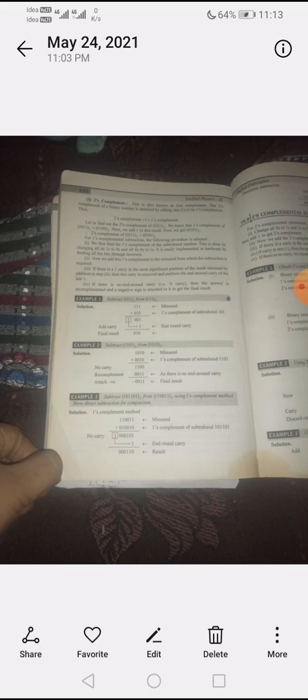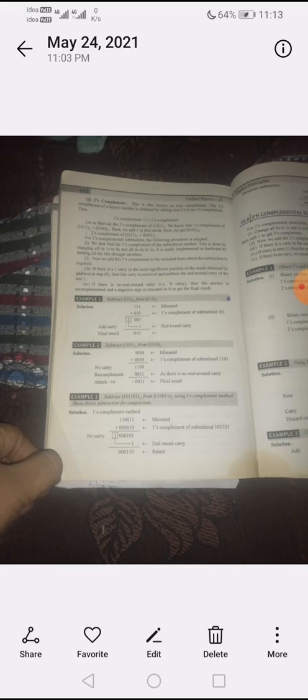So examples are given. First, how will you subtract 101 in base 2 from 111 in base 2? Given the minuend is 111, and you have to subtract 101.